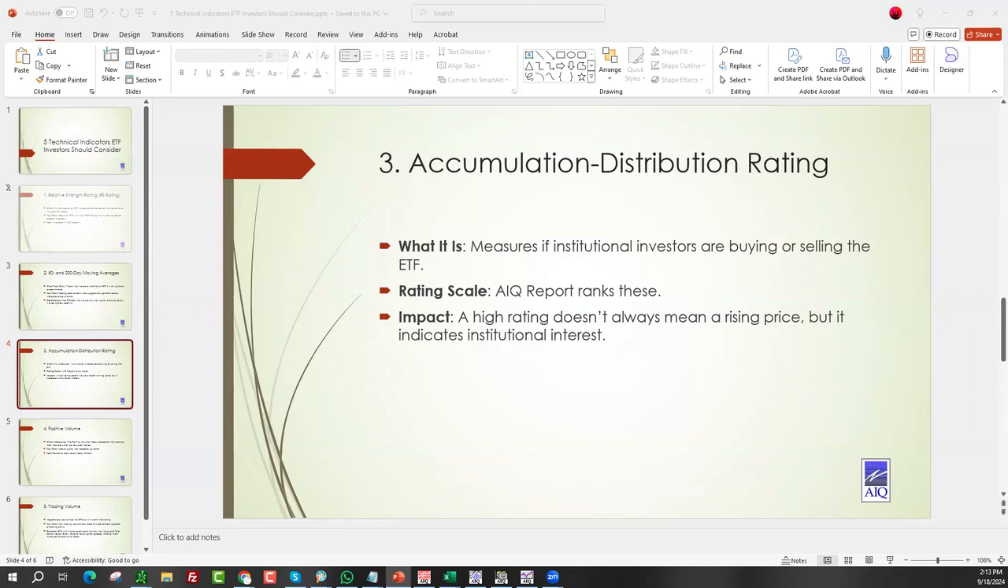The interesting thing here, high rating doesn't mean a rising price, but it indicates institutional interest. And we'll see that because, I don't like keying off of this report, because you can go in there and see an accumulation distribution line that's going from left to right at 30 or 40 degrees, and the price action's going nowhere. Okay, so the pressure is on there, but the price really isn't moving up for whatever reason. That doesn't give me a great place to key off to go and make a trade.